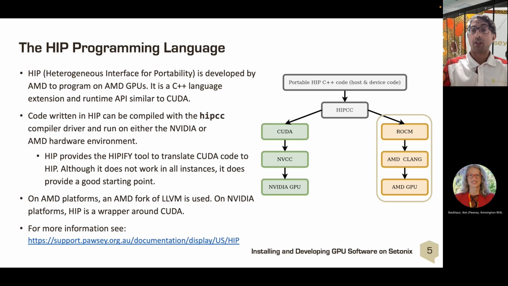So then once you HIPify code, it does not mean that you're bound to solely AMD. You can also still run it on an NVIDIA system, so long as there's a HIP interface provided to point to the correct CUDA. HIP provides HIPIFY, a tool to translate CUDA codes to HIP, and although these tools do not work in all instances, this is a really good starting point. I will discuss porting codes later on in this presentation. On AMD platforms, an AMD fork of LLVM is used. So this is the C++ backend. As I mentioned, on NVIDIA platforms, HIP is a wrapper around CUDA and then everything that CUDA provides. For more information, we do have actual documentation as well.